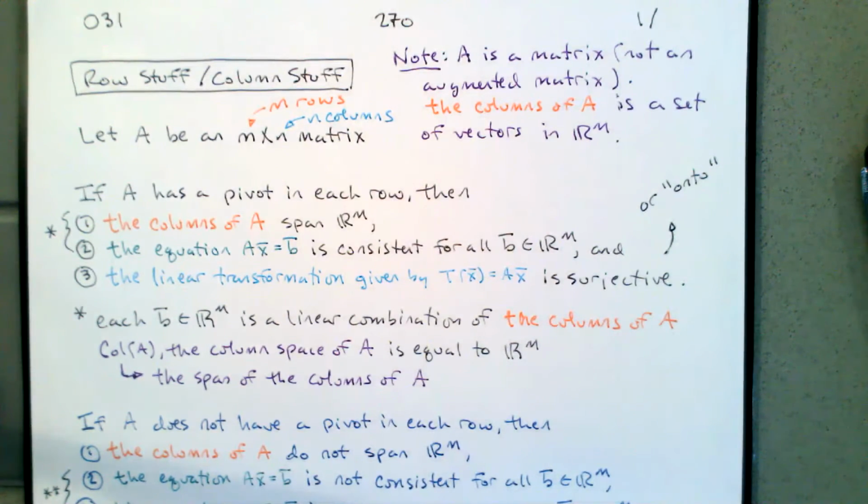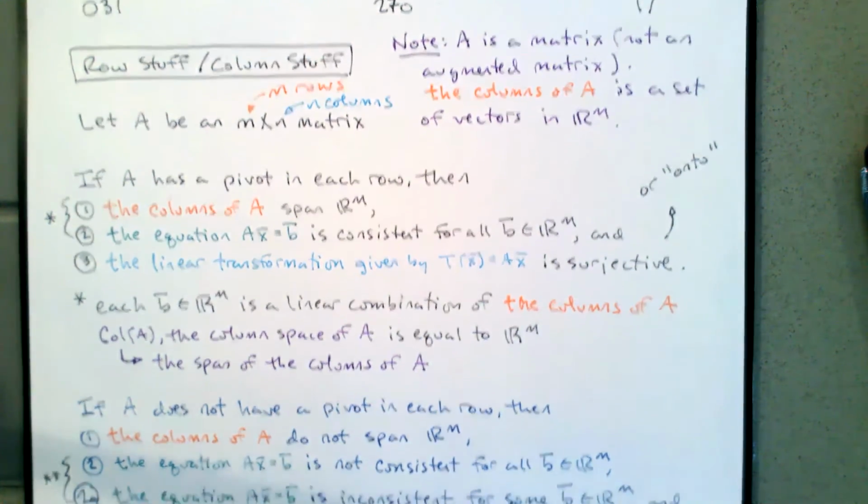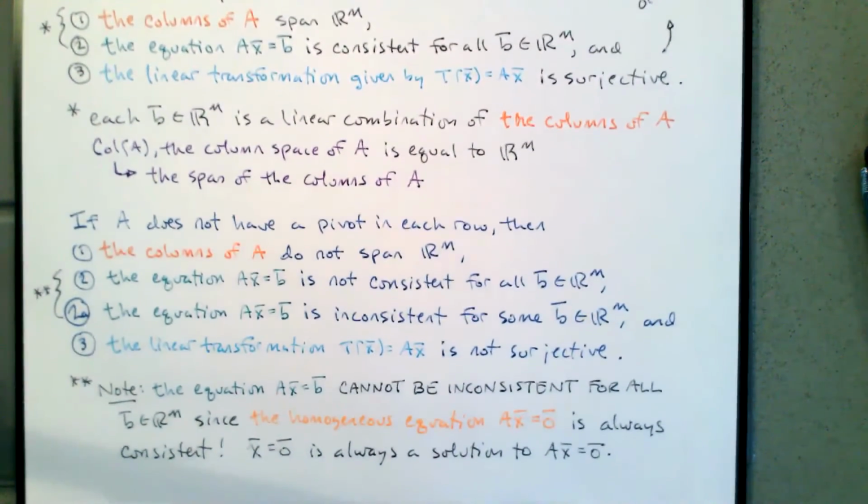We need to be able to negate all these statements because we might observe that a matrix does not have a pivot in each row. Now we want to make sure that we negate our statements correctly. So let's suppose that we observe that A does not have a pivot in each row. We're going to make conclusions about the set of vectors, the columns of A, the equation AX equals B, and the transformation T of X equals A times X. And we want to make sure that these words go together with the right things.